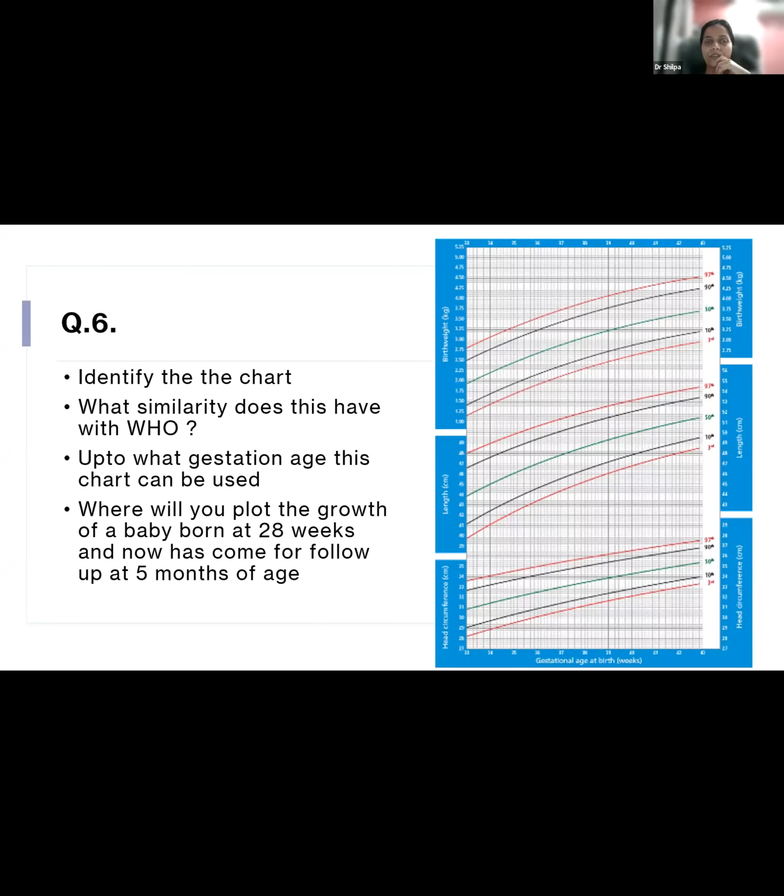Now the next question is, where will you plot the growth of a baby born at 28 weeks of gestation and now has come to high risk clinic for follow up, and the baby is 5 months? On a WHO growth chart, at what age are you going to plot this baby's growth? The baby's chronological age is 5 months. This is an extreme preterm, 28 weeks. I'm sitting in OPD. I have a WHO growth chart. Where should I plot this baby's growth? At what age?